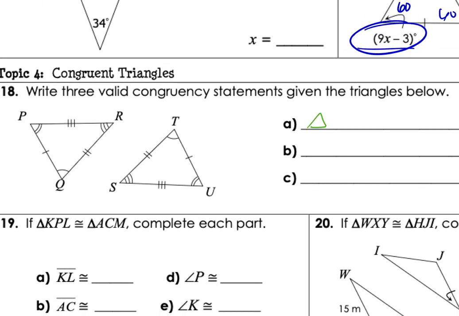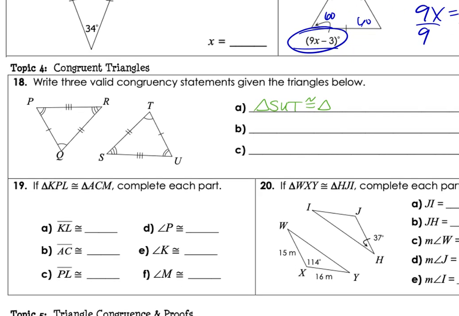Who wants to do this one for me? One congruency statement. I'm going to give you the first 3 letters. I'm going to say triangle SUT is congruent to. Who can finish that off for me? Which triangle? R, SUT is RPQ, right?